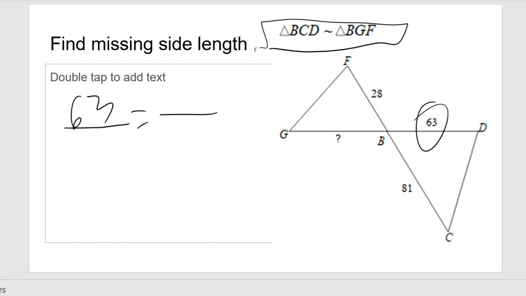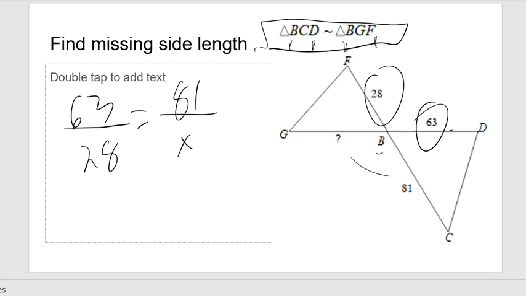So 63 is next to BD. BD is the outside ones. BF are the outside ones. So BF, that means 63 and 28 go together. Now this is not going to be the case every single time. It just happens to be that these ones are together and these two are together. That's why it's important that we look at the similarity statement.